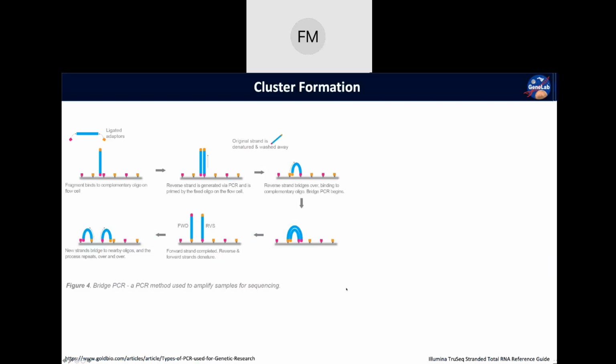Okay, so now we have our libraries. We have sufficiently ensured that we cleaned up and gotten rid of any adapter dimers, and we can now start sequencing. So I'm going to walk you through what sequencing looks like on the Illumina flow cell, and then we're going to watch an awesome video that's going to explain it way better than I am.